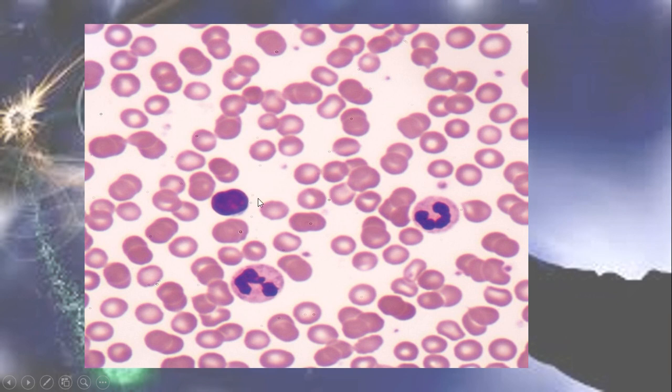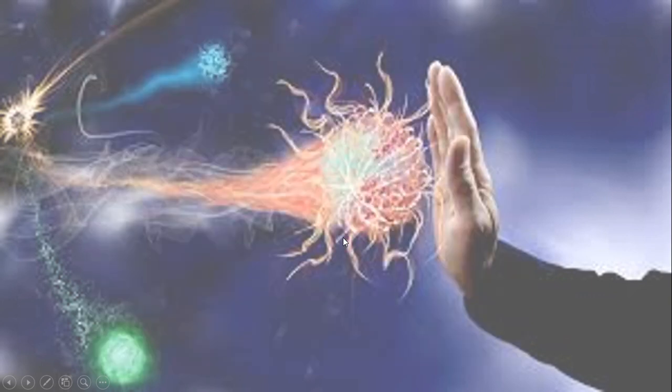Some of these white blood cells have a round nucleus. These are the lymphocytes. Others have a multi-lobed nucleus. They are referred to as polymorphonuclear cells, and these cells are said to be the granulocytes. And others have a U-shaped nucleus, and they are known as the monocytes.